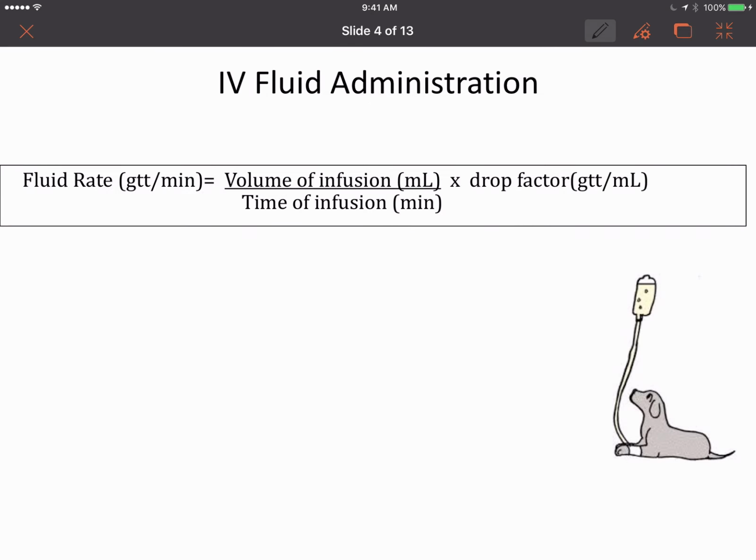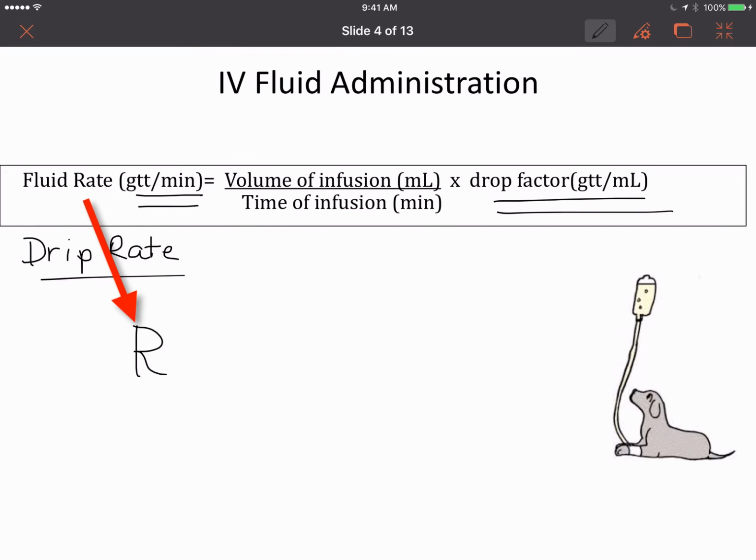Let's look at the formula here. This is a basic fluid rate formula. So fluid rate, or commonly called a drip rate. So this will give you the number of drops per minute that you need to administer to a patient given a particular volume of fluid infusion and a particular defined time. And you also need to know the drop factor of the fluid administration set that you're using.